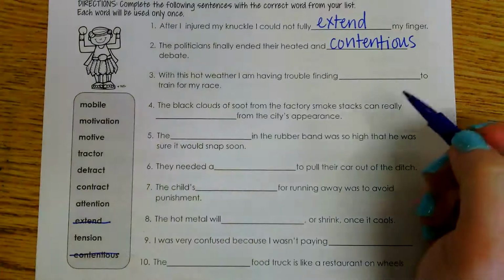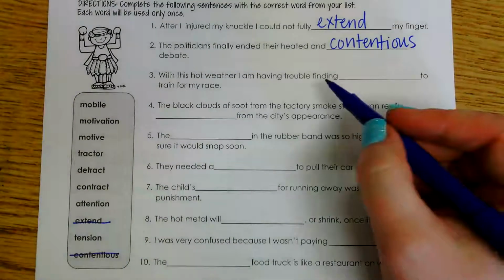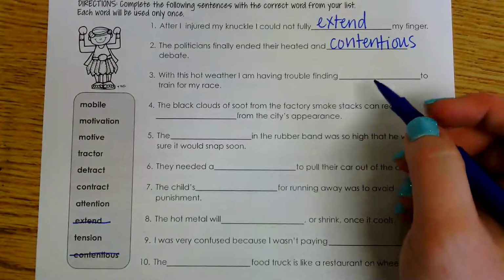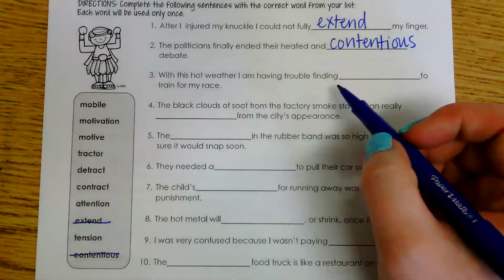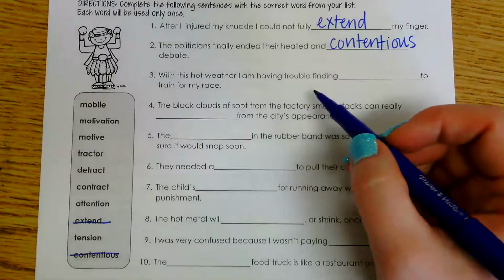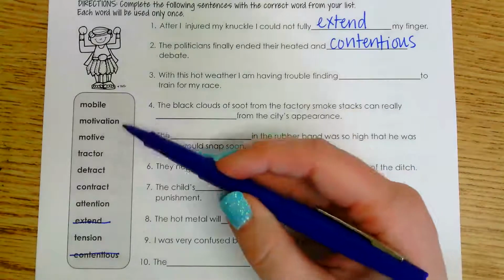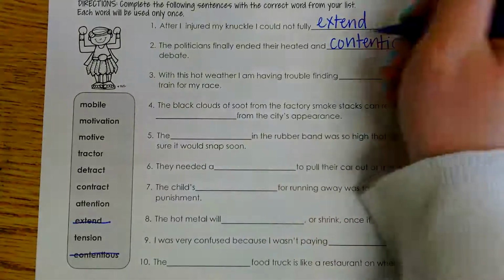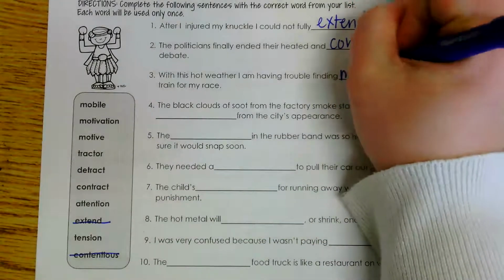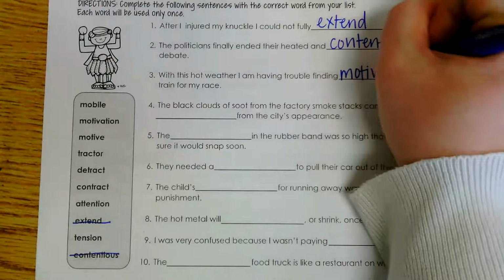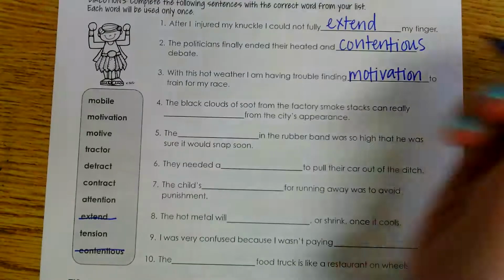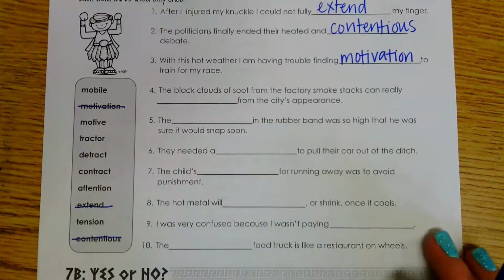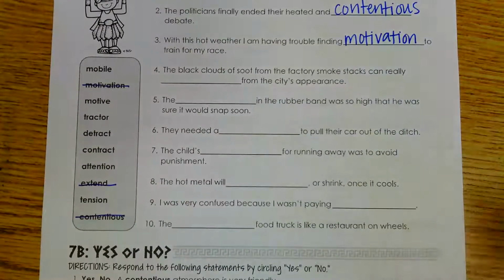All right, number 3. With this hot weather, I am having trouble finding blank to train for my race. Okay, so you're trying to train for a race here, but you have a lot of hot weather. So looking back to our list over here, I'm going to choose the word motivation, because if you're trying to train for a race and it's really hot outside, you're not going to be nearly as motivated or want to go out and practice.